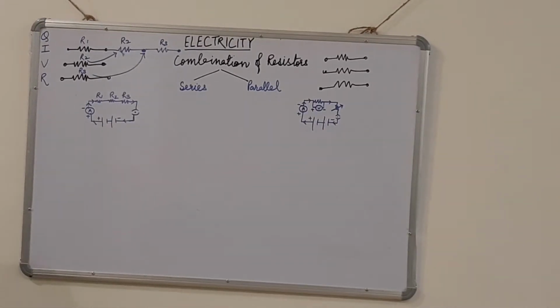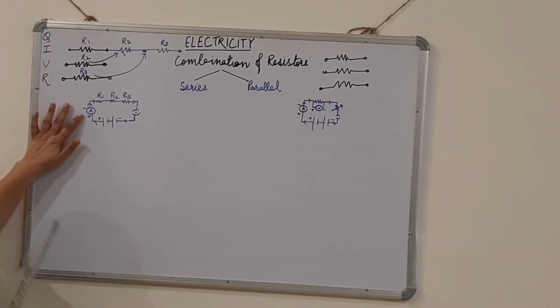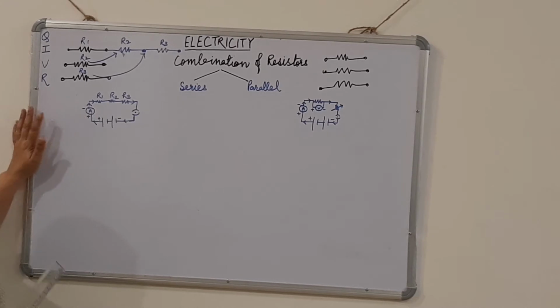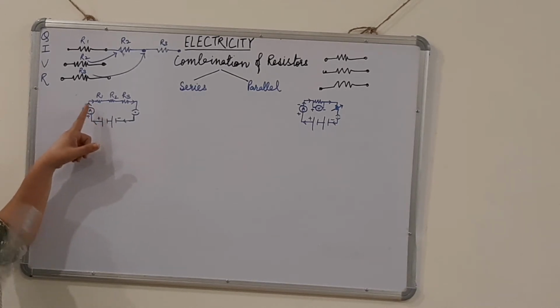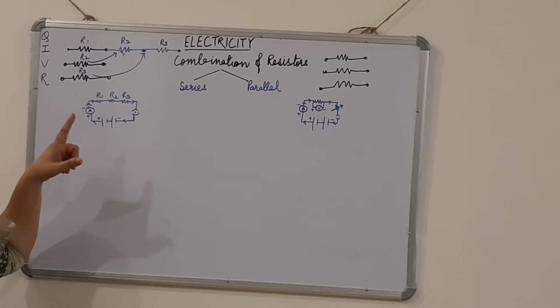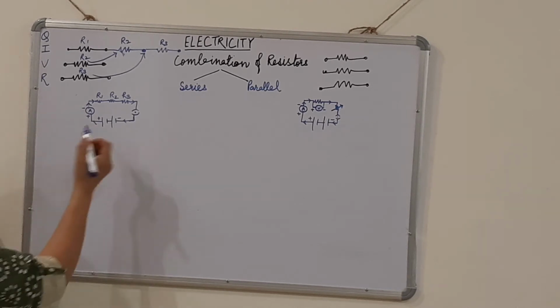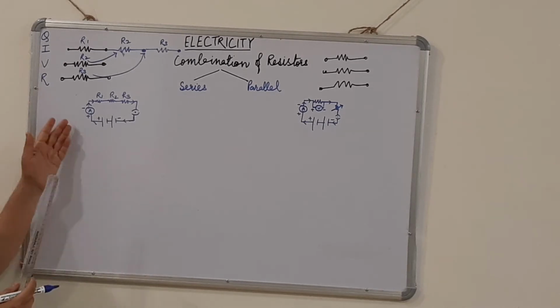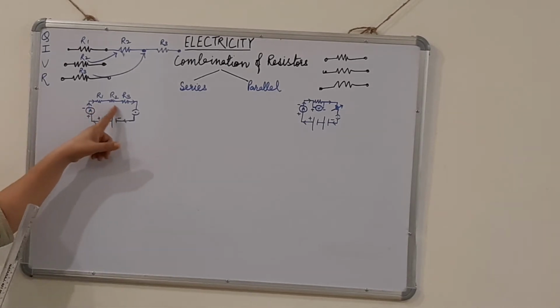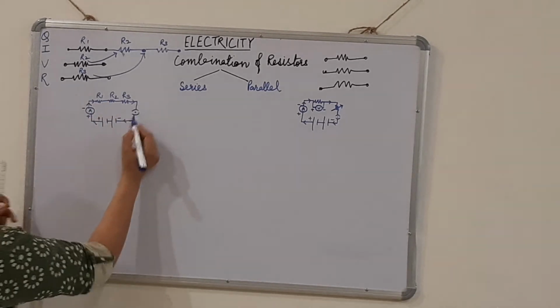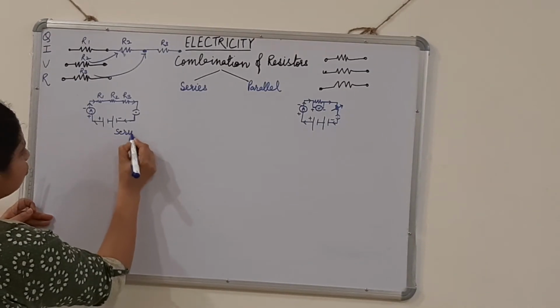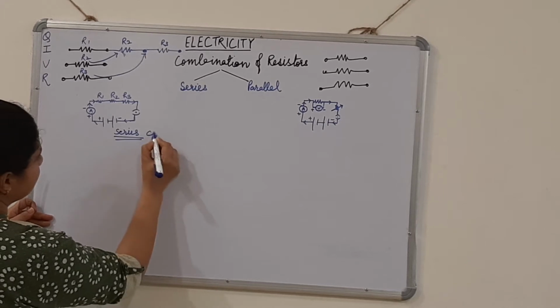Children, I hope you all know that the ammeter is used to measure the current and the voltmeter is used to measure the potential difference, and the voltmeter is always connected in parallel to the resistors or the appliance across which we want to measure the potential difference. Suppose in this series combination, because these three resistors are combined end to end, this is our series combination of resistors, a series circuit.